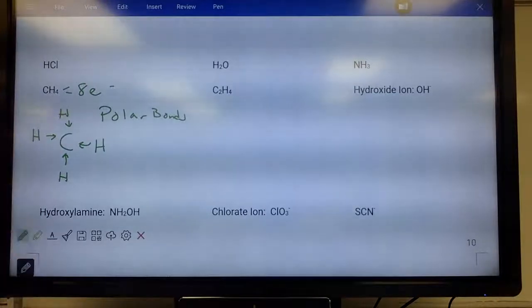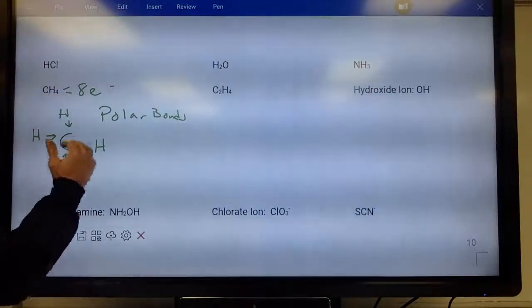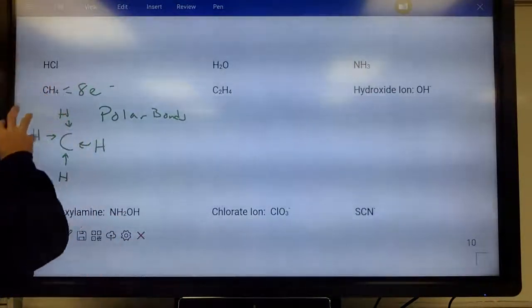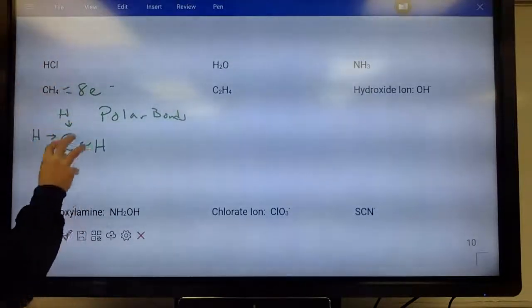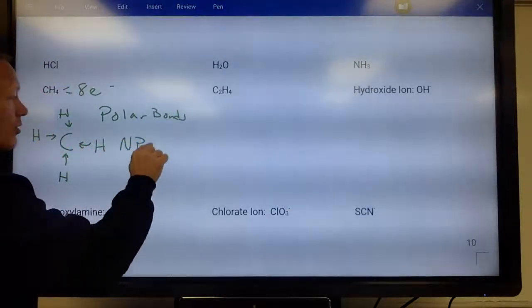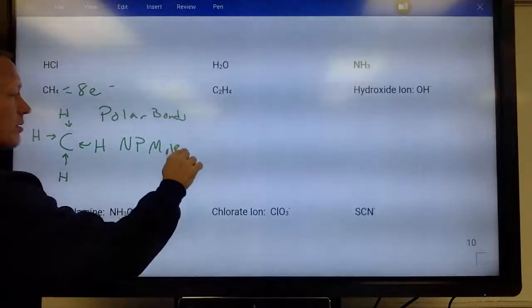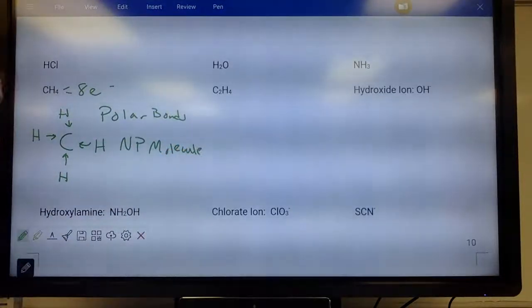But the molecule itself is nonpolar. There is not a positive and a negative end. It's an equal distribution around there. There's not a positive and negative end around carbon, so it is a nonpolar molecule.